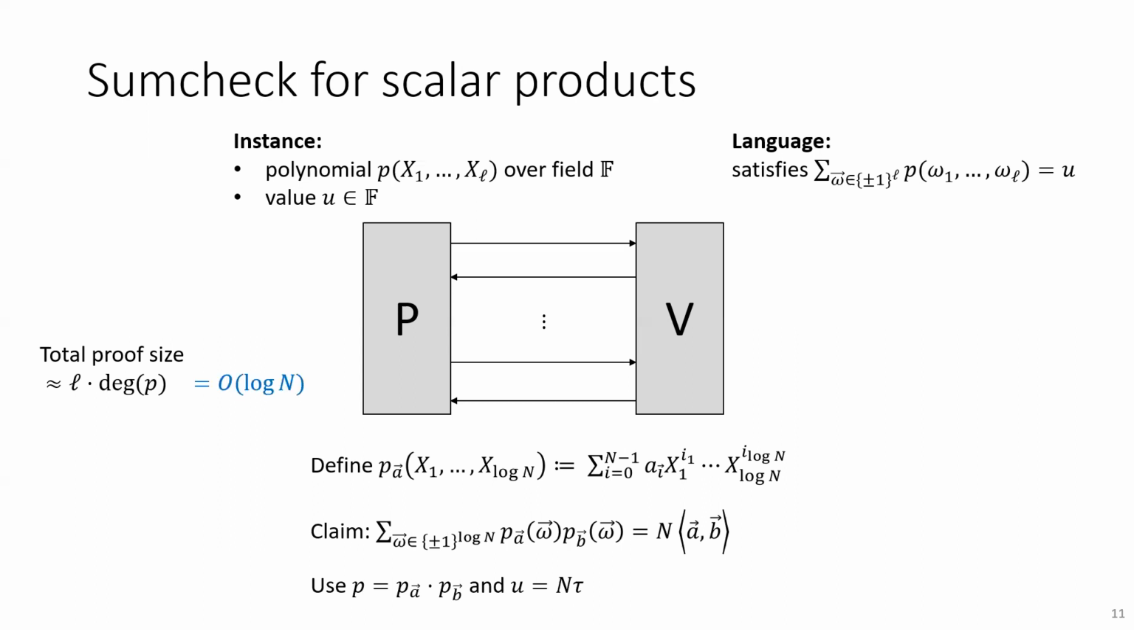Oh, right, yeah. Since we've chosen the number of variables to be logarithmic in n, and the degree of the polynomial is constant, because P_A and P_B are both multilinear polynomials, we end up with a logarithmic communication protocol in the end.